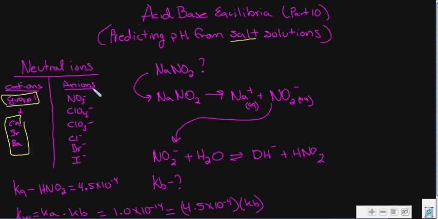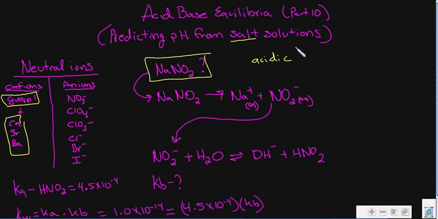So here's the question then. If I were to have a solution of sodium nitrite, it's not one of my strong base anions, so nitrite is going to cause the solution to become what? Acidic or basic? That's what we want to know. Is this solution going to be acidic, or is it going to be basic? It's a really easy way to tell.